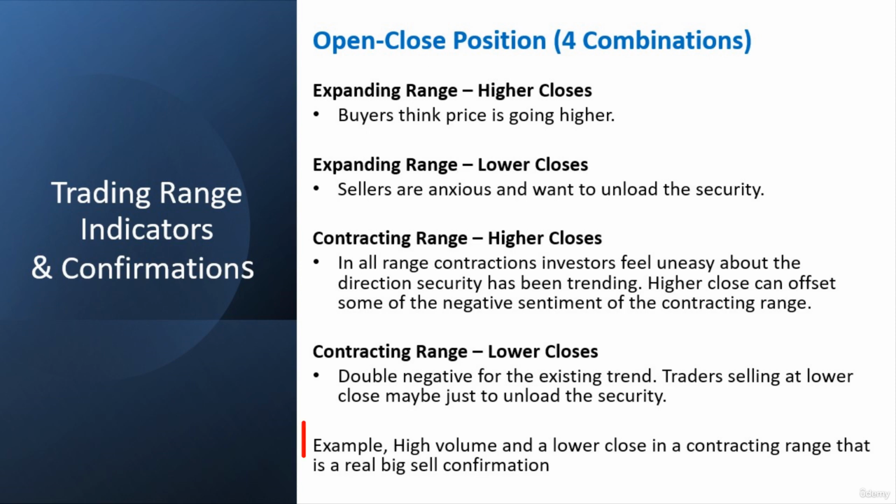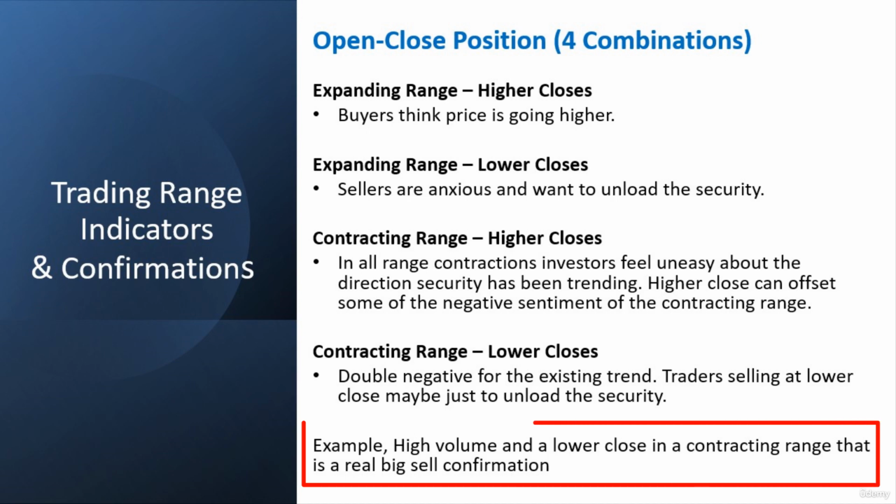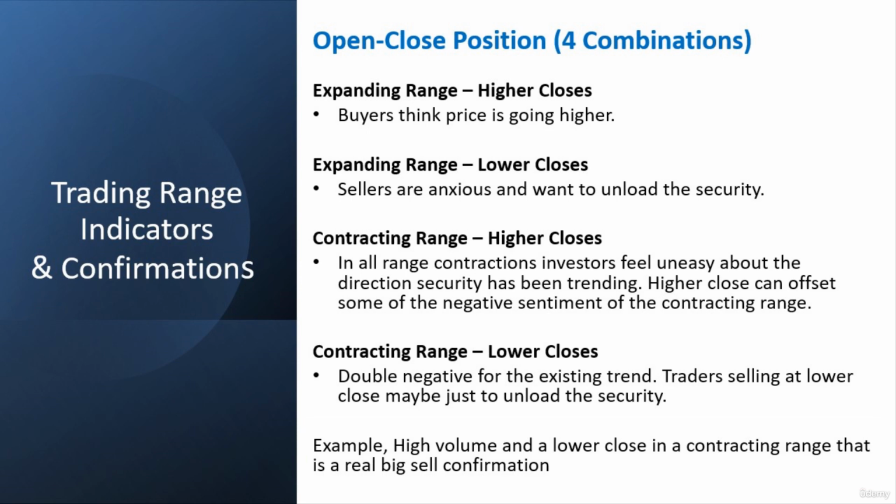These are examples where high volume and lower close in a contracting range, as an example, when you combine the two, can be a real big sell confirmation, right? High volume indicates that there's a lot more strength to whichever way the direction is headed. Lower close and contracting range shows that prices are going down. So combining them all together could be an example of a real big sell-off in terms of price.